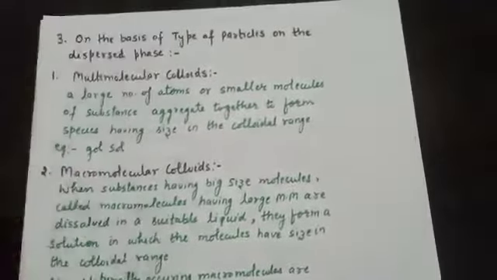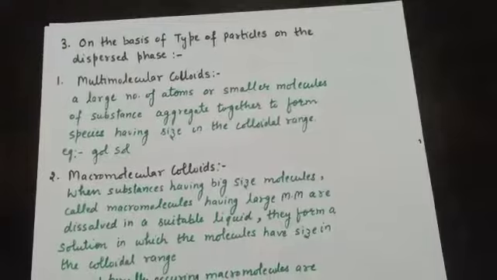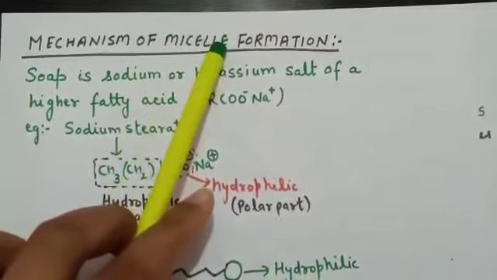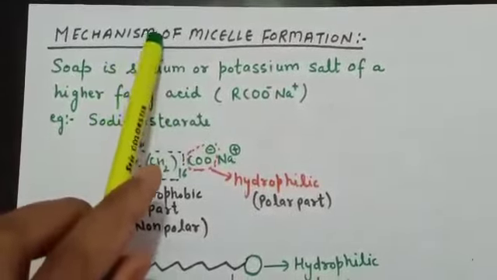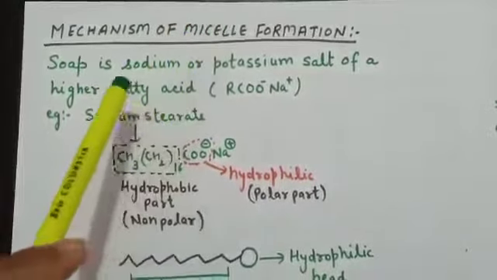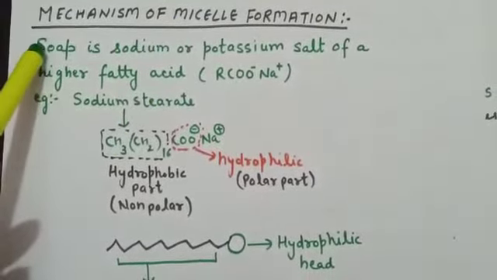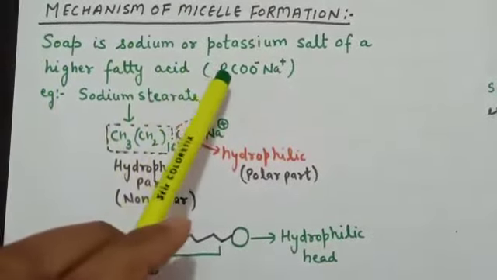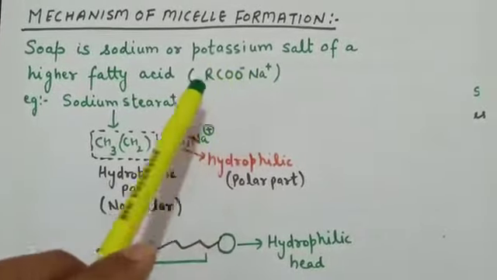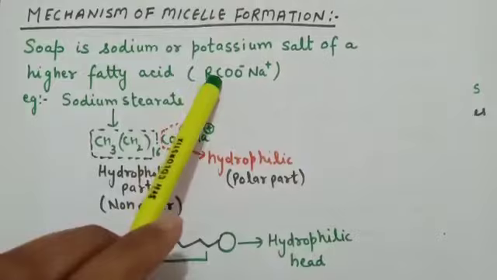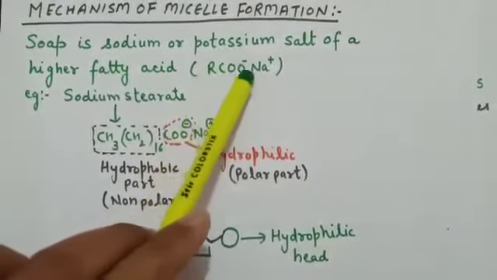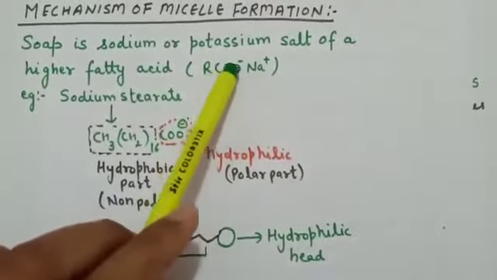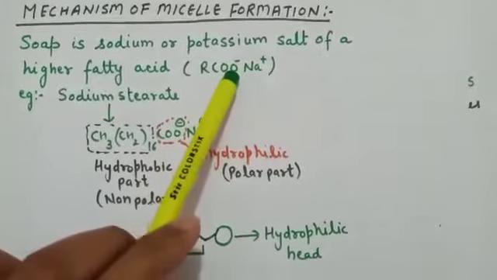Now we will discuss the mechanism of micelle formation and the cleansing action of soap. So the next topic is the mechanism of micelle formation. Let us take the example of soap solution to understand it. First of all, we need to understand what soap is. Soap is a sodium or potassium salt of a higher fatty acid, and the formula is RCOO negative Na positive, where R is the organic part and COO negative is the polar part. When we dissolve soap in water, the COO negative and Na positive separate in the water.